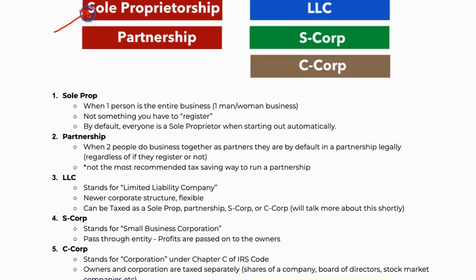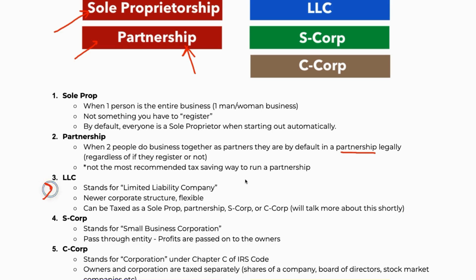A sole prop is a one-person business. It's not something you have to register. We'll talk about that in a little bit. A partnership is basically when 2 people are doing business. They are legally, automatically a partnership, regardless of if they register or not. Now, a partnership in this capacity is not the way that we recommend it. We'll talk about how to actually run a partnership later on.